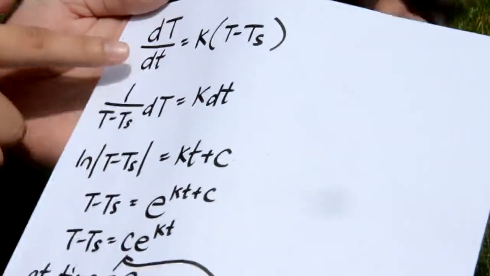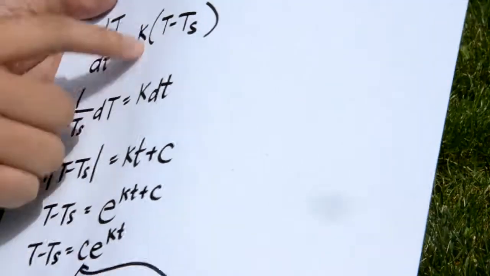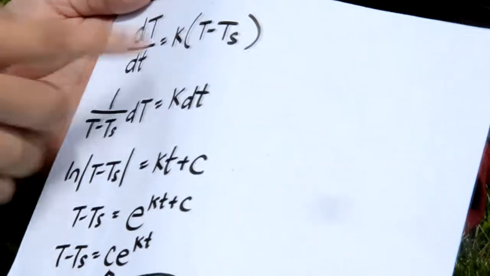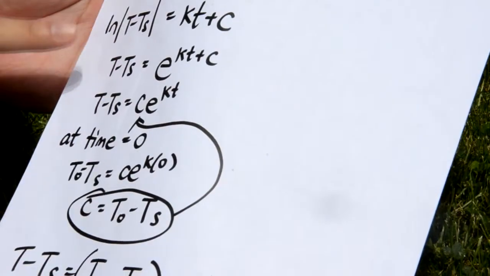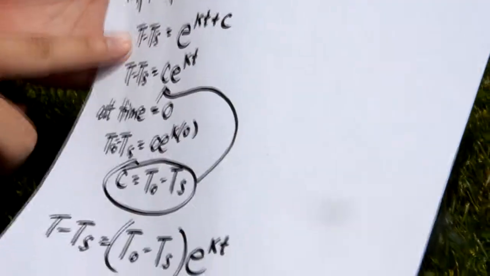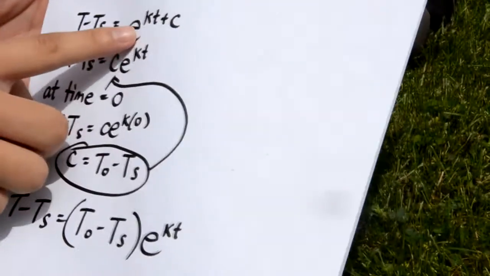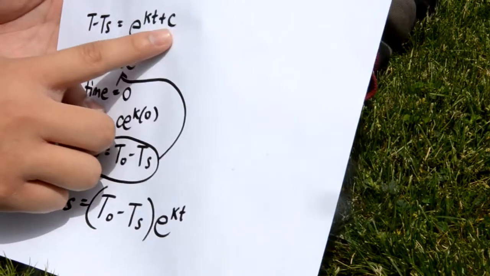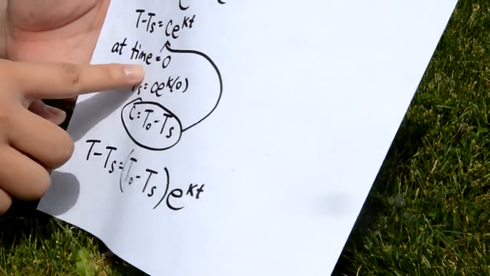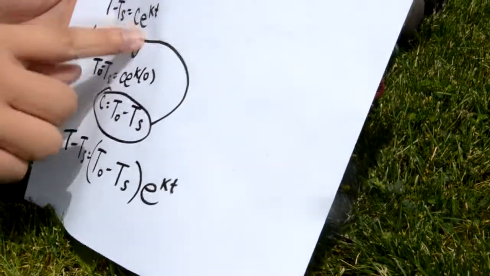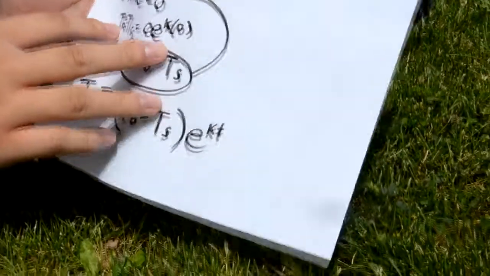You have a separation of variables. You put this entire chunk over to the left side and dt over to get this. Integrate both sides. Do some algebra. Here you get e to the power of kt plus c. C is just a constant, so we can combine this into c e to the power of kt. So this is the first equation we have.